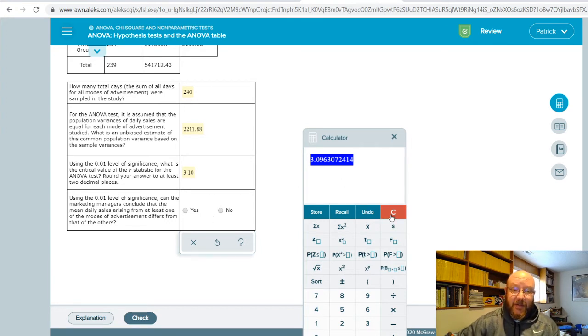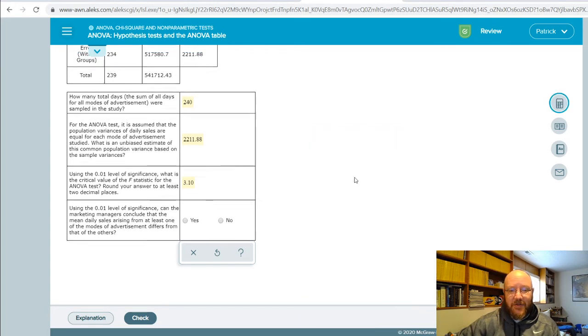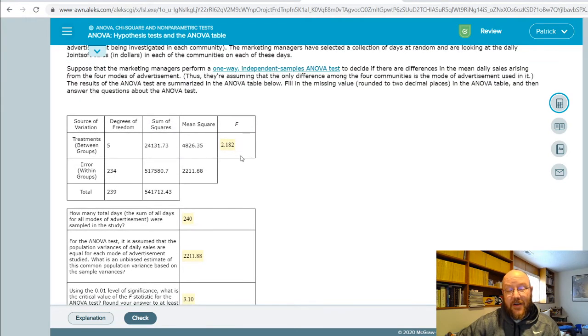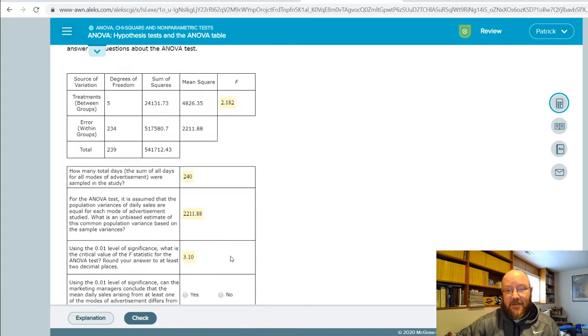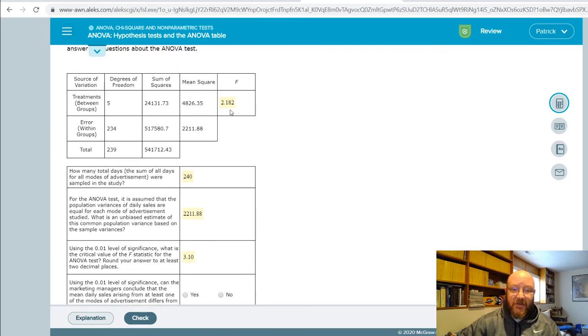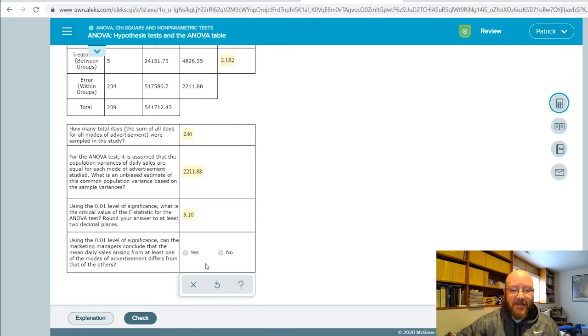Sometimes it'll ask you for a p-value, all right? So in which case you use this guy, but now it's asking for a crit value, which means we have to compare our F statistic to our crit value. Because using the 0.01 level of significance, same crit value as here, can the marketing managers conclude that the mean daily sales arising for at least one of those differs from the other? All right, so we have to take a look at our F statistic here, all right? If our F statistic is greater than this, then the answer to that question is yes. If it's less than, then no. And so our F statistic is significantly less than that, so no, we can't make that determination.